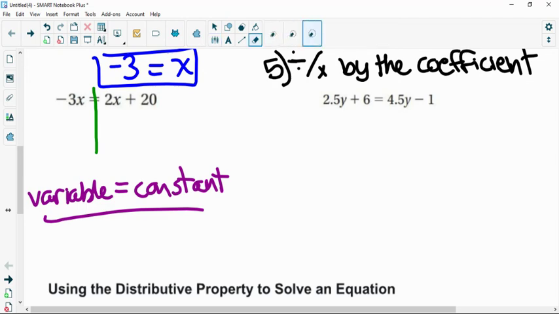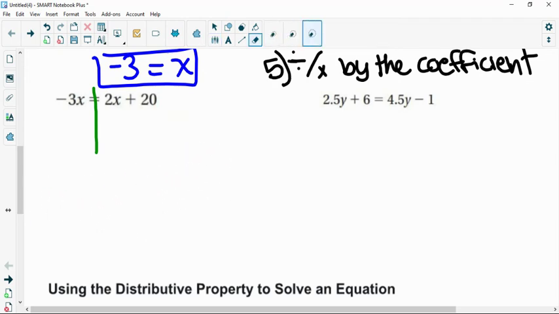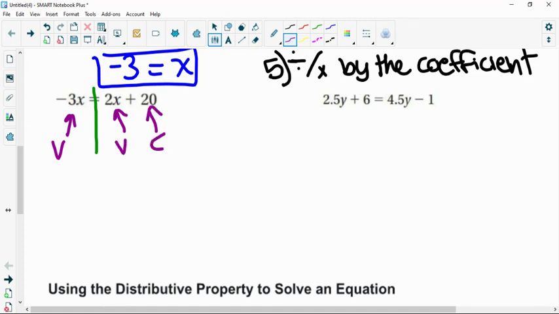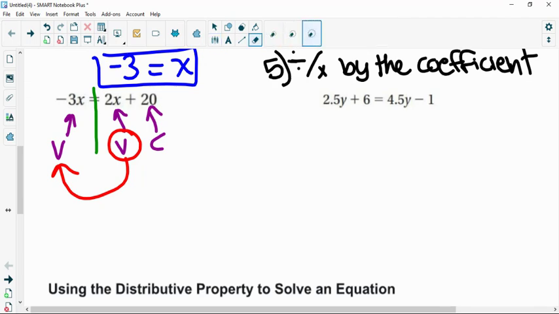But I notice that I have a variable term on the left, but on the right I have a variable and a constant. So I need to take the variable on the right, move it to the left side, so that all the variables are on the left and the constants are on the right. That would be the least amount of steps necessary.